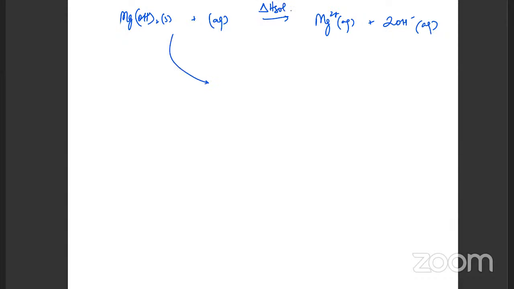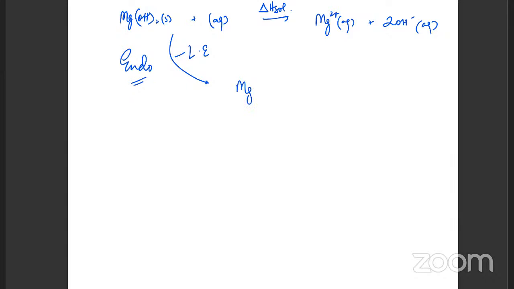So if I have magnesium hydroxide, it's going to dissolve. And when it dissolves, it turns into magnesium ions, aqueous, and 2 OH ions, aqueous. And this is known as enthalpy of solution. The enthalpy of solution is made up of two parts. The first thing is you break the lattice. That's the negative of lattice energy. That's an endothermic process.